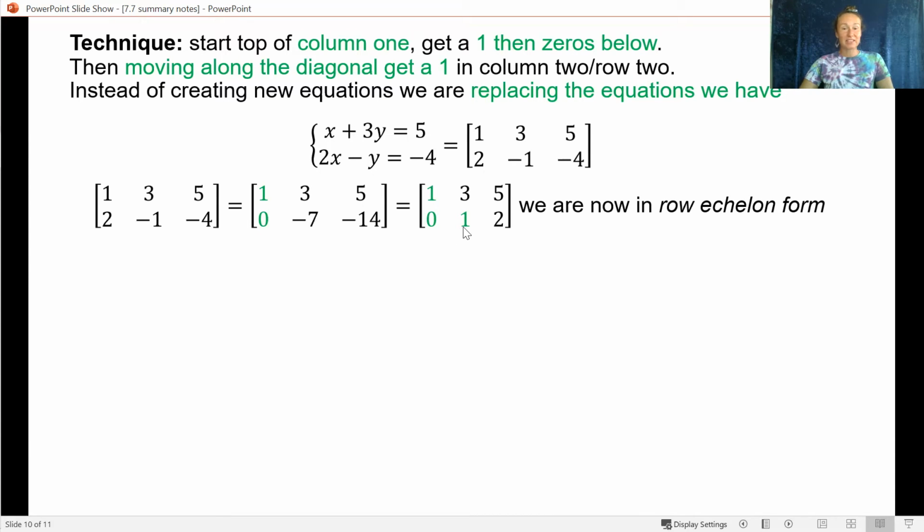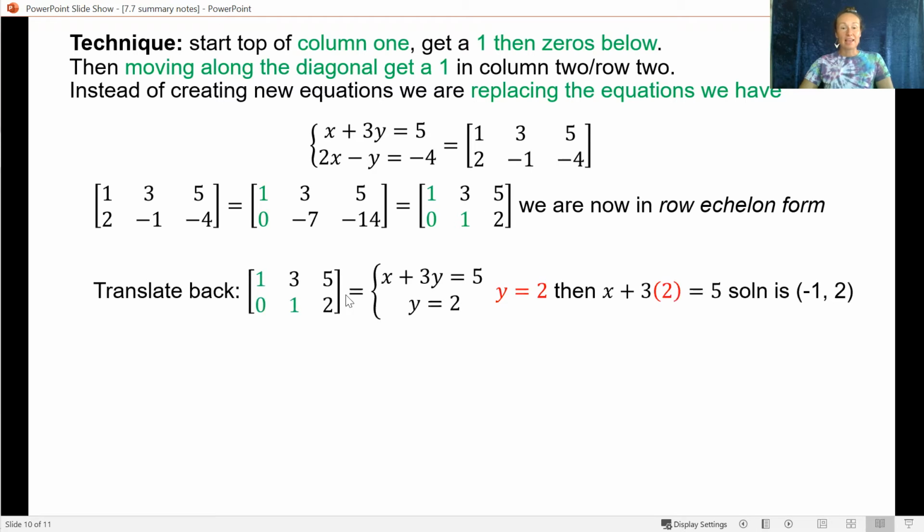So we'll divide this whole row by -7. -7 divided by -7 gives us 1, and -14 divided by -7 gives us 2. Now this is what we call row echelon form, where we have 1s along the diagonal and 0s below them. If this gets converted back into our equation right now, you can see that y equals 2.